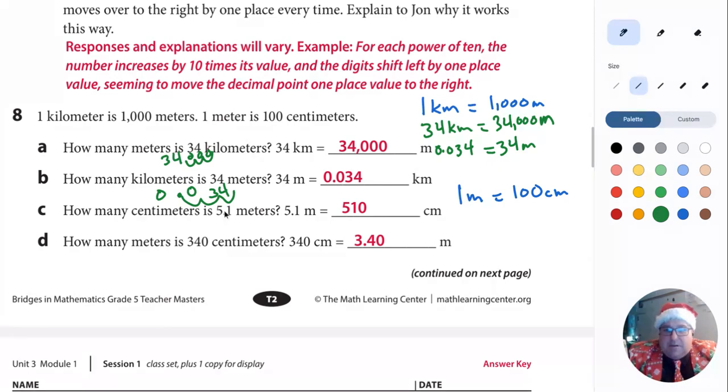How many centimeters is 5.1 meters? Well, let's see. If I put 5.1 on my meters side, what do I do to go from this side to here? Oh, I have to multiply by 100. So 100 has 2 zeros. We're just going to move that decimal twice. So 5.1, go 1, 2. Now it's here. Place my 0. Ooh, 510.